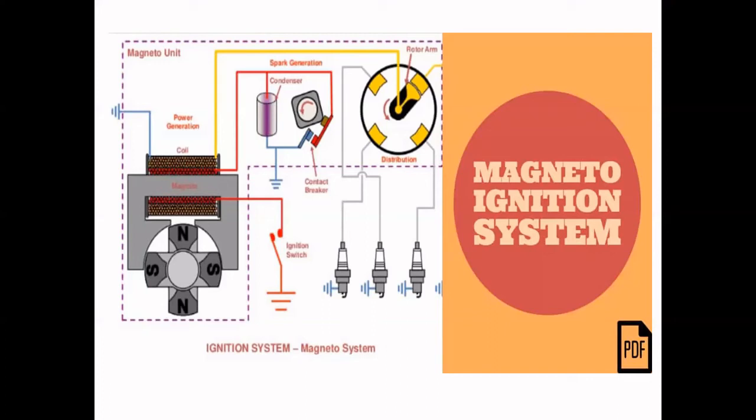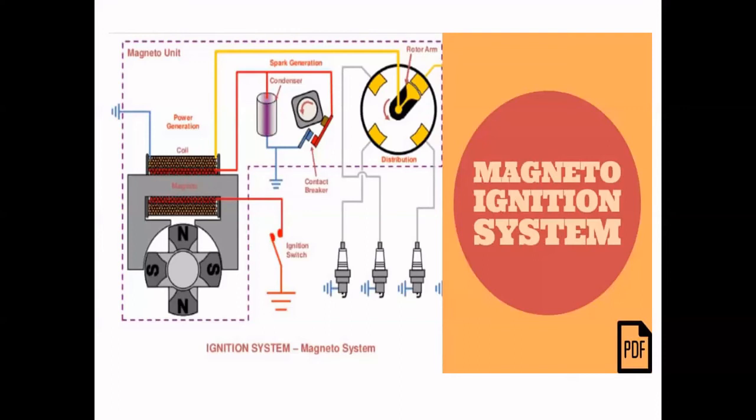Again I will repeat. Initially the contact breaker is closed. The two contact breaker points are closed, in contact with each other. During this time the ignition switch is on. The magnet starts rotating with the help of the engine, and as it rotates, it starts producing current and voltage. As the speed of the magneto increases, it produces more current and more voltage. During this period, the ignition switch is on.